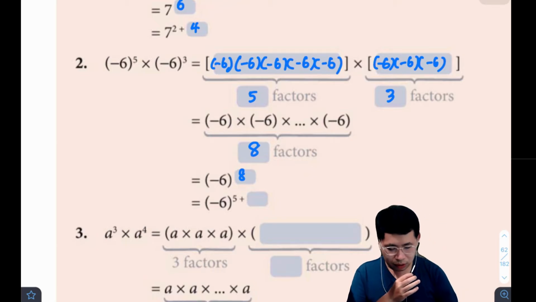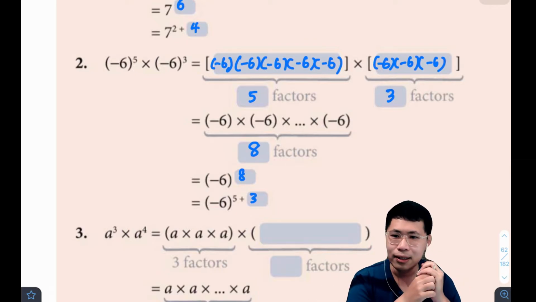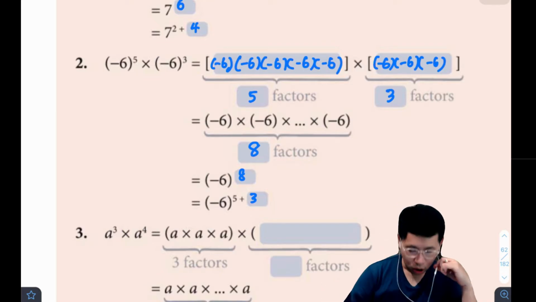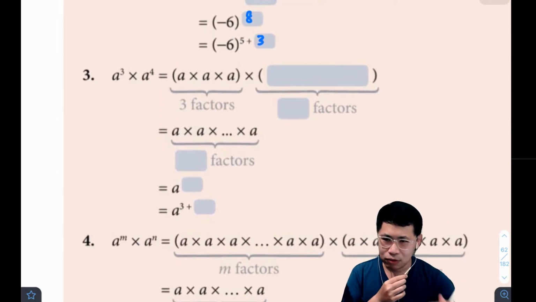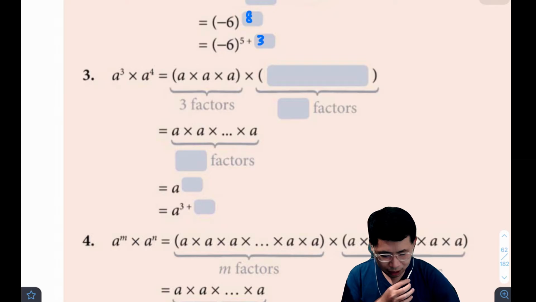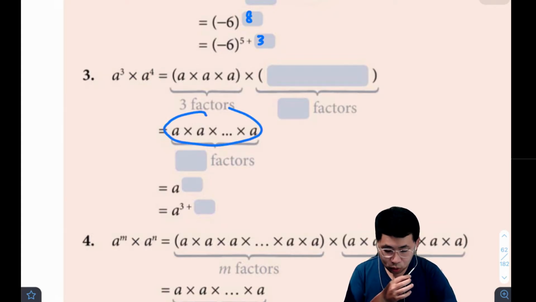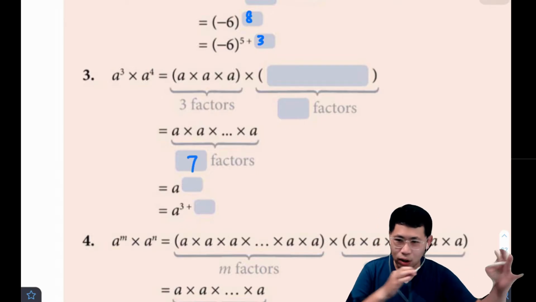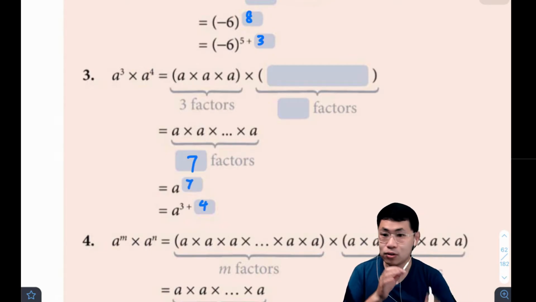And it is also equivalent to negative 6 to the power of 5 plus 3. So what we can do is add the powers together, 5 plus 3 to give you 8. So all together over here, if you want to do it yourself, you can. I'm just going to skip a few steps and let us predict the future. When we have a to the power of 3 and a to the power of 4, in total we should have 7 factors, correct? 3 of a and 4 of a, all together 7 of a, and we have a to the power of 7, which is also the same as 3 plus 4.